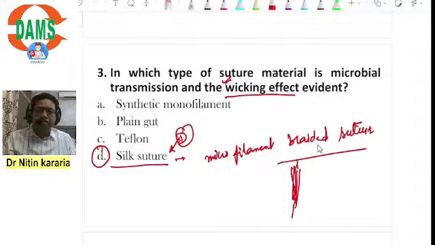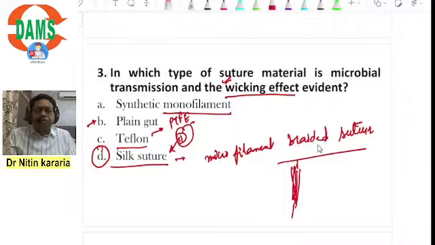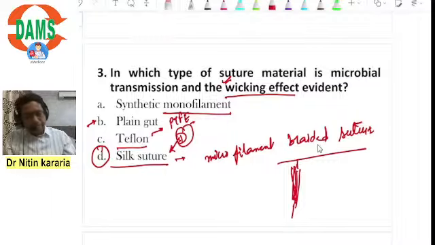So, a relatively straightforward question. Teflon is polytetrafluoroethylene, PTFE, which is a synthetic suture. Plain gut sutures are smooth because they are coated with chromic acid and so on. And synthetic monofilament sutures, since they are monofilament and not braided, do not give rise to a wicking effect. Wicking effect would be there when microscopic channels are present between the threads of the suture. So the answer would be silk suture.